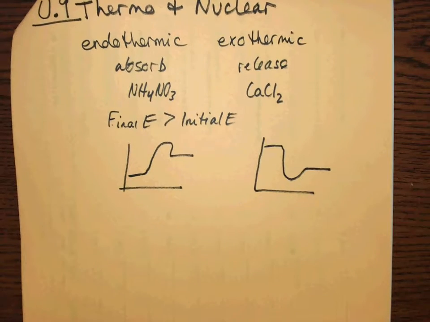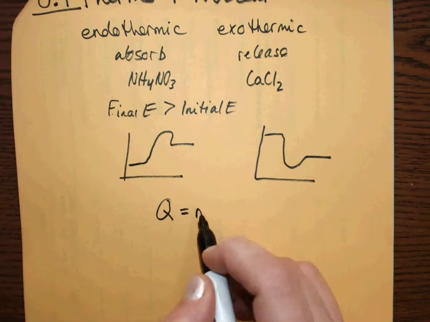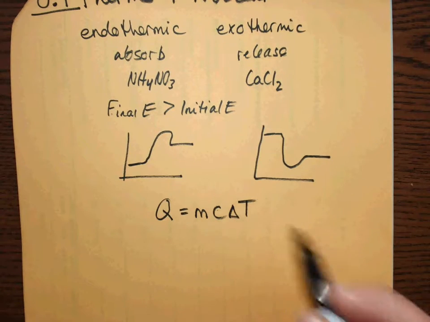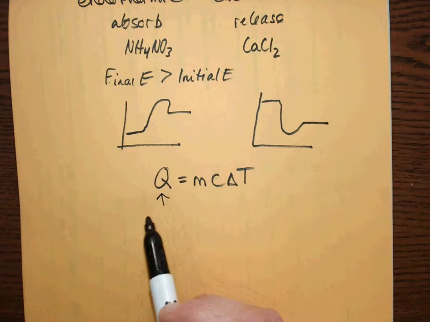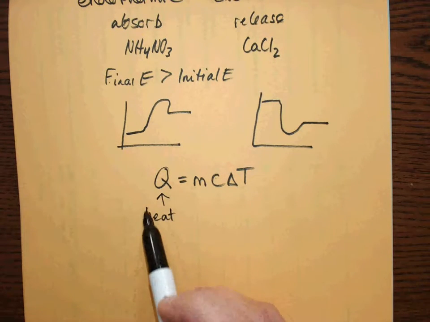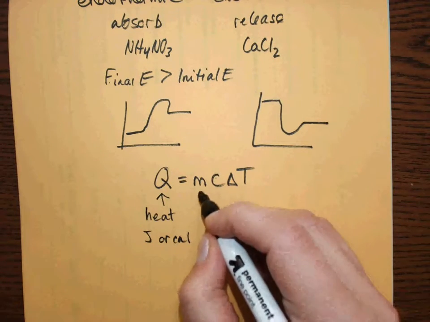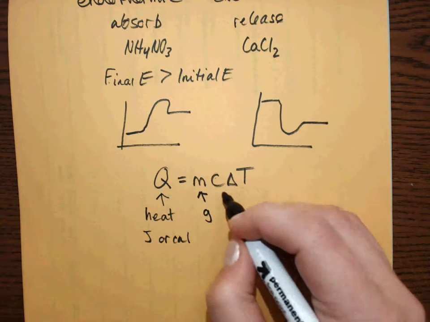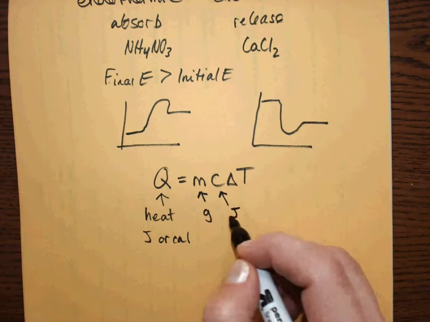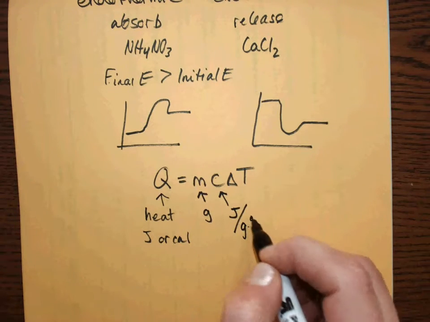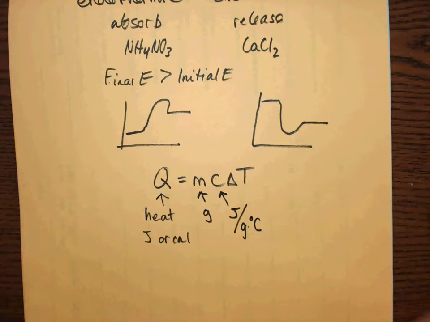The only thing else you need to know with the thermochemistry unit is how to use this equation, Q equals mc delta T. So I give you the equation, but you need to make sure you remember what those variables are. Remember, Q is heat, and this could be in joules or calories. M is mass in grams. C is the specific heat of a substance.